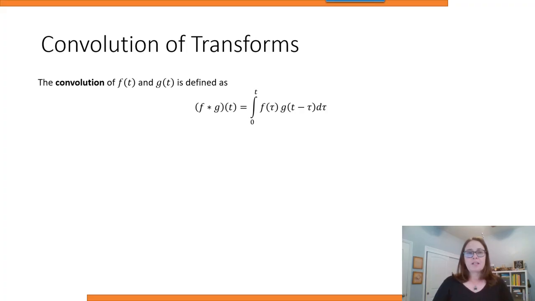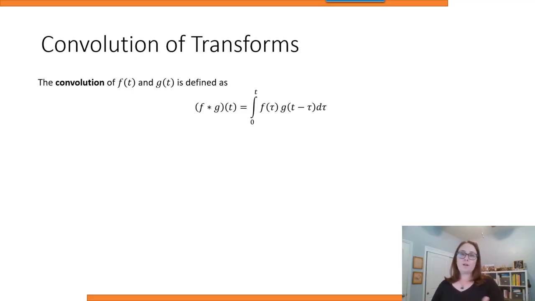The other property we want to look at in this section is convolution of transforms. Convolution is kind of like a made up or fancy multiplication that we come up with. It is reminiscent of our Laplace transforms because we're applying an integral, but it is a little bit different from a Laplace transform. So I'm going to use this symbol, like an asterisk, in place of the multiplication symbol.